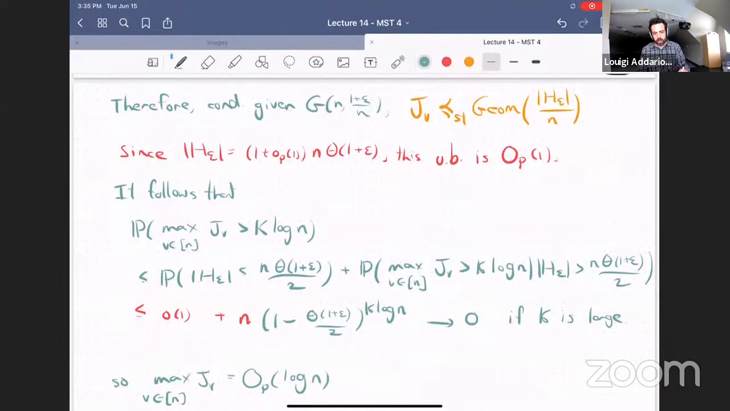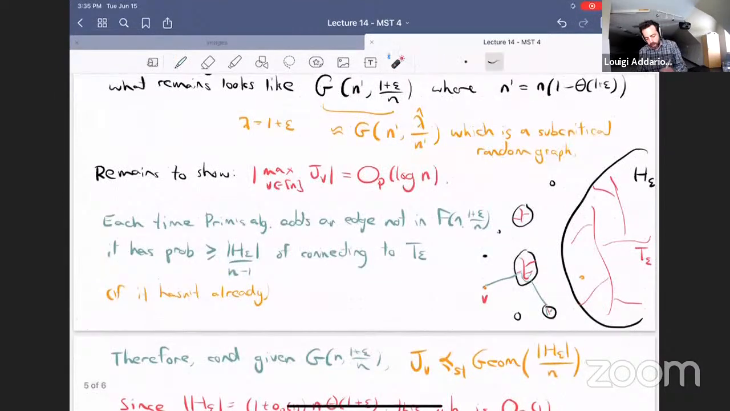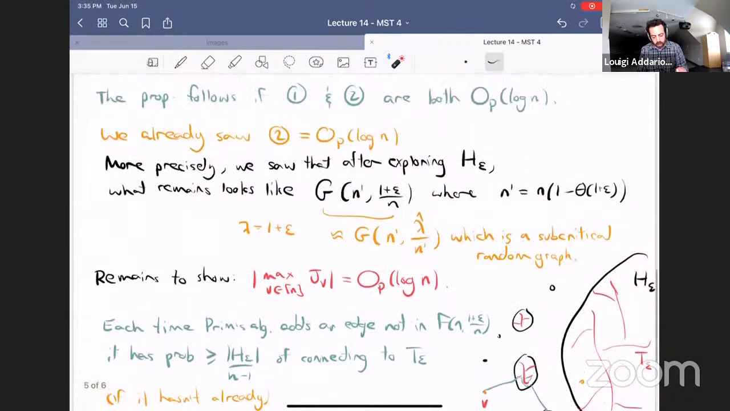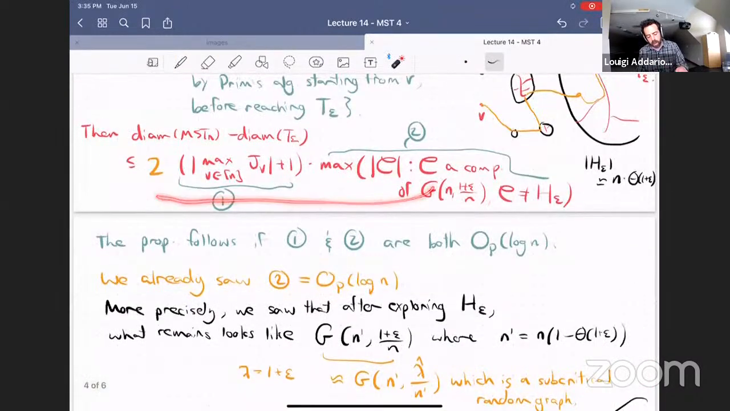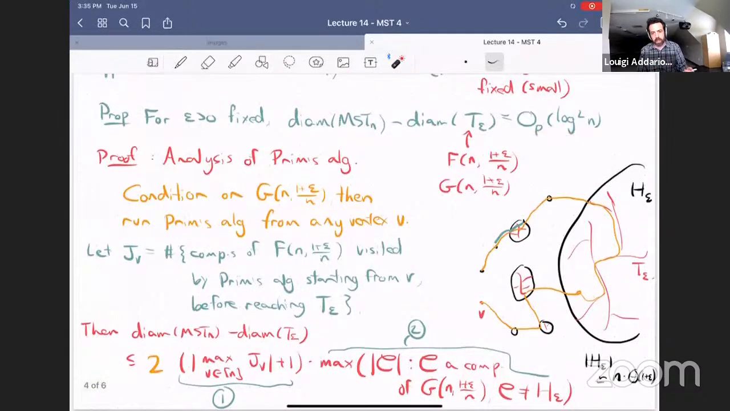Okay, so those are the two steps we needed. The number of hops isn't more than logarithmic, and each hop takes no more than a logarithmic number of steps. So we get an overall bound of log squared n on the diameter increase.